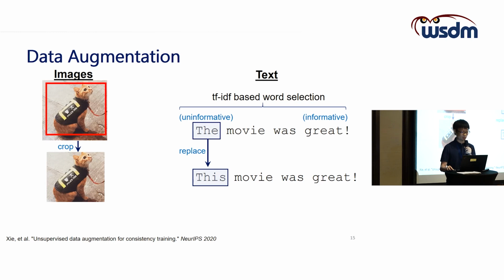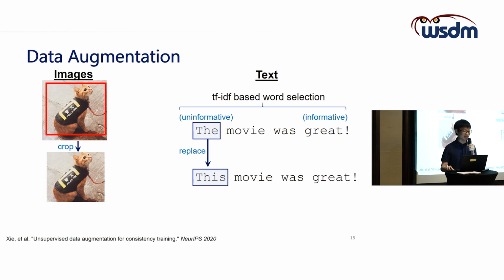So let's say that we have this sentence over here, "the movie was great," and we are trying to do, let's say, a sentiment classification. So one of the common approaches is TF-IDF based word selection. TF-IDF is used to select the less informative words. So let's say the word "the" over here is very uninformative according to TF-IDF.